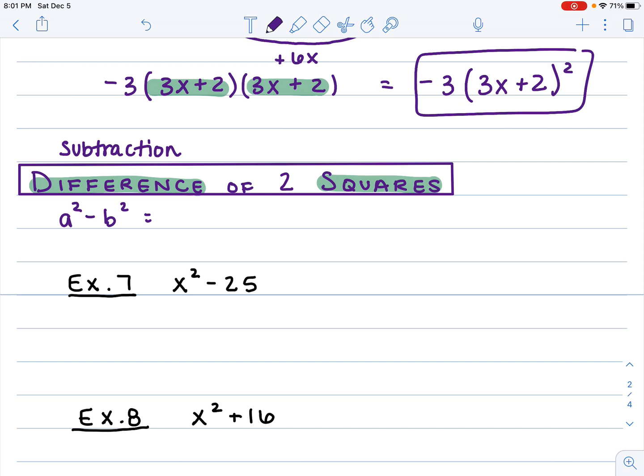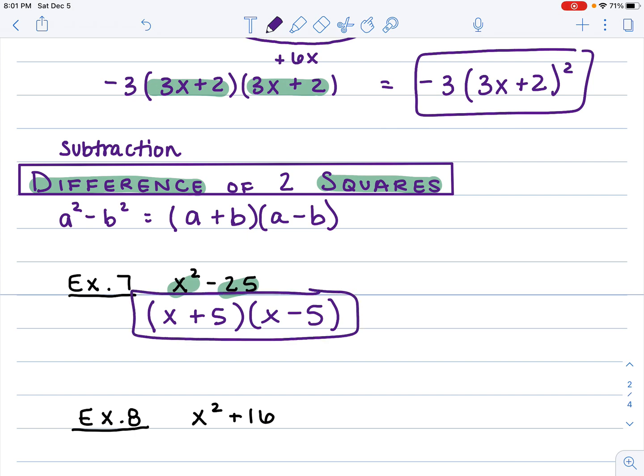So we actually have a formula for this. It says a squared minus b squared. When you see perfect squares, it's going to factor out as a plus b times a minus b. So here are some examples. In example 7, we've got x squared minus 25. Well, x squared is a perfect square because x times x gives you x squared. 25 is a perfect square because 5 times 5 gives you 25. So I would say this is x plus 5 times x minus 5. And that would be my final solution.